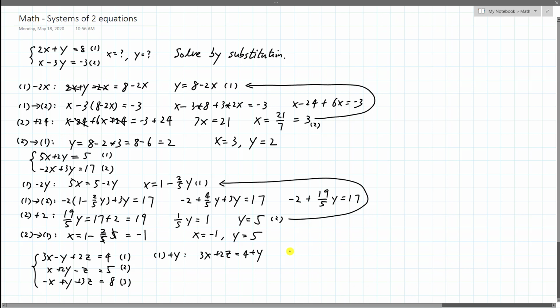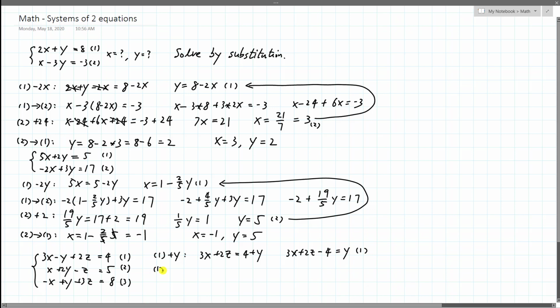So 3x plus 2z minus 4 equals y. So now I have this y, right? Y is equal to this, and it still is equation 1. I can take equation 1 and substitute it into equation 2 and 3 to remove y.